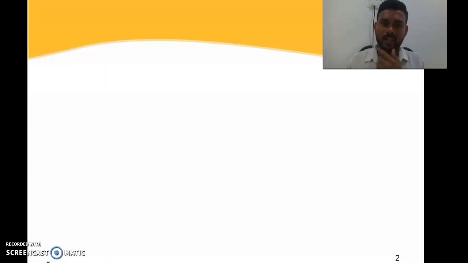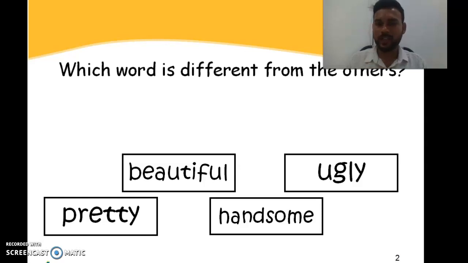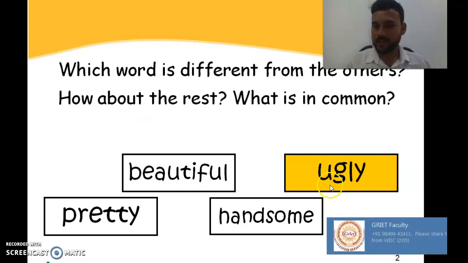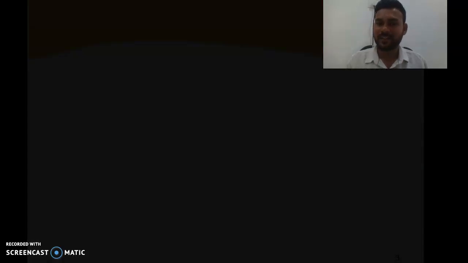Now look at 4 more words. Which word is different from the other words? The 4 words: beautiful, ugly, pretty, handsome. The one word ugly is the odd one out. The other 3 words are common in meaning and common in parts of speech. What are they called?